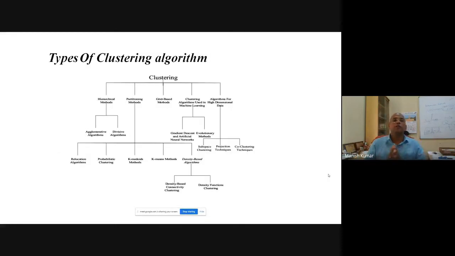This is an overview of the clustering algorithms. There are different categories of clustering algorithms available with us. You can see that there are hierarchical methods, where we have agglomerative algorithms and divisive algorithms. We'll talk about this. Then we have partitioning methods, where data is partitioned for clustering, with algorithms like k-means, CLARANS, Clara, and all. Then certainly density-based algorithms are also part of the partitioning methods, so we have density-based connectivity clustering, then density function clustering. Then we have probabilistic clustering as well.